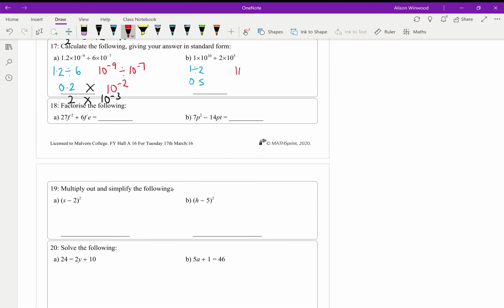10 to the 10 divided by 10 to the 5 is 10 to the 5. Put it into standard form, so multiply the first number by 10 and divide the second number by 10.